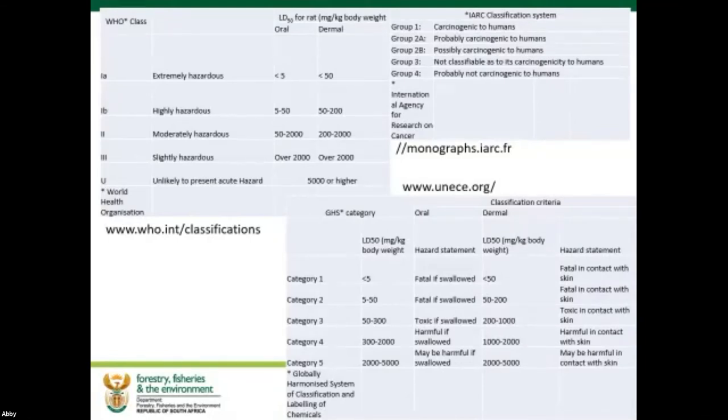And the Globally Harmonized System for classification and labeling of chemicals, known as GHS, has five categories, which has replaced the World Health Organization classification. And you can see that the classifications have more detailed hazard statements, which are linked to the WHO, but are more detailed with regards to the fatalities and the toxicities, with regards to the LD50s for the oral and dermal classifications.